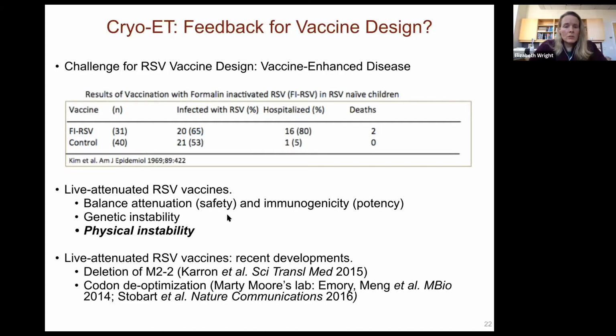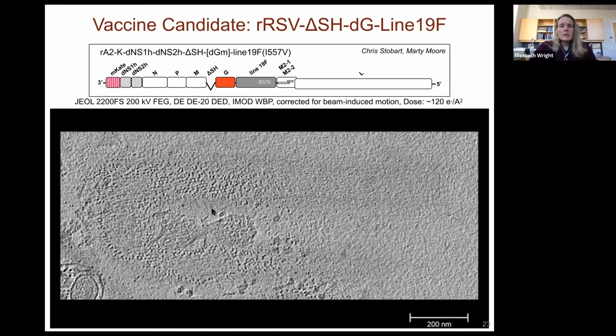And so it wasn't until recently that people began to think about, well, what if we develop live attenuated RSV vaccines? Because you can balance the attenuation and immunogenicity, you can modify them genetically to be unstable, but could this cause some physical instability? And so one of our collaborators, Marty Moore, who was at Emory, now has his own company, developed a codon deoptimization methodology to make a live attenuated RSV vaccine. And so what does that mean?